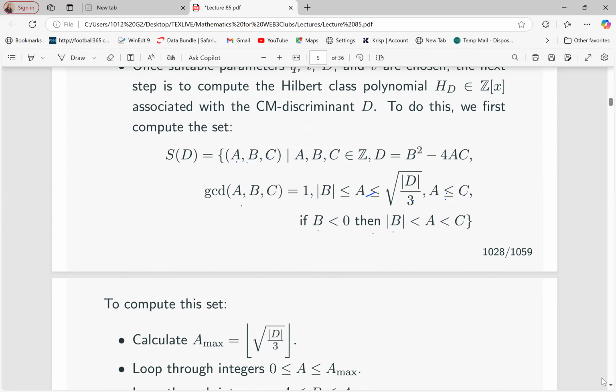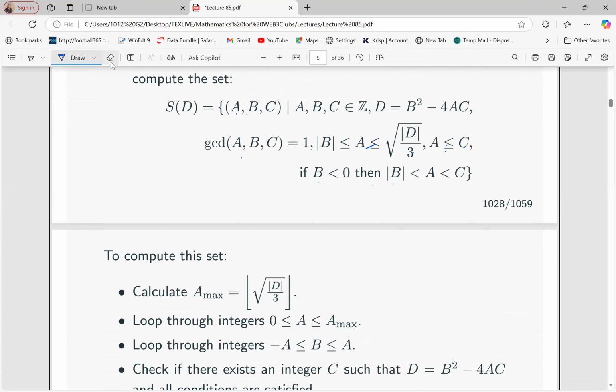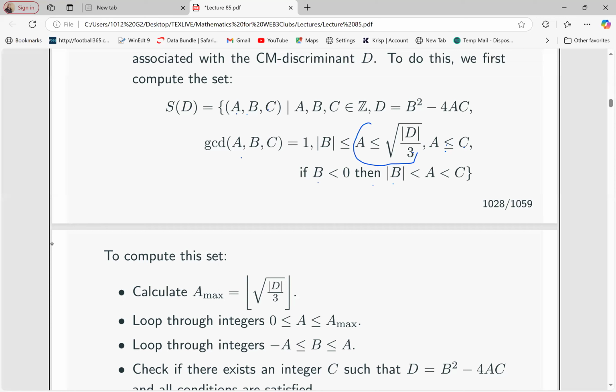We begin by, first of all, getting A. This is the condition I'm referring to. So this is where we begin from. That's what I've written here: calculate the A maximum. Calculate this, first of all.